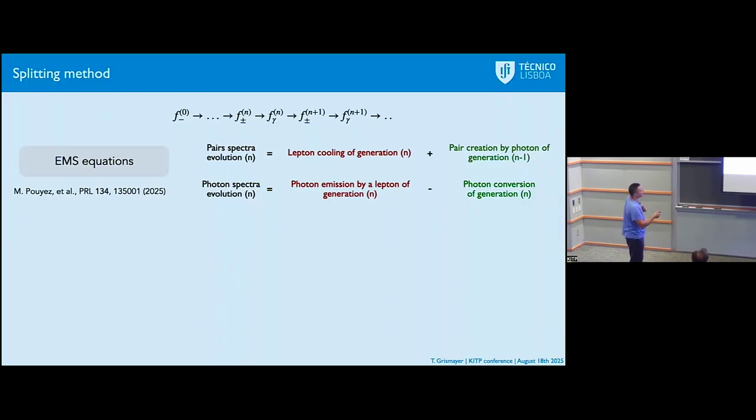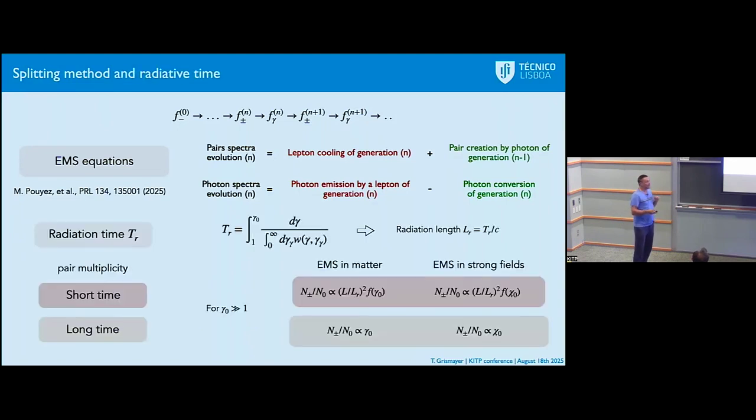Now the trick is that after a lot of manipulations, you can express that the number of pairs in generation n plus 1 is a very, very complicated function of the things of generation n. Now imagine you can integrate this. If you sum over all the n, you have exactly the multiplicity of your shower.